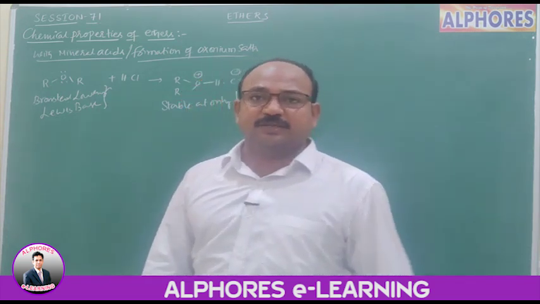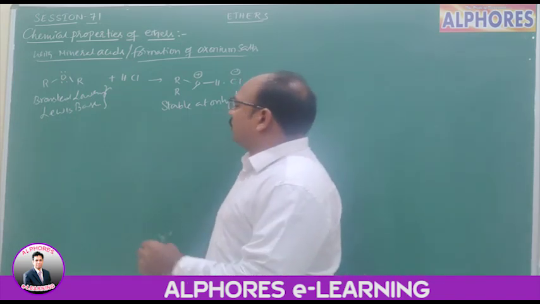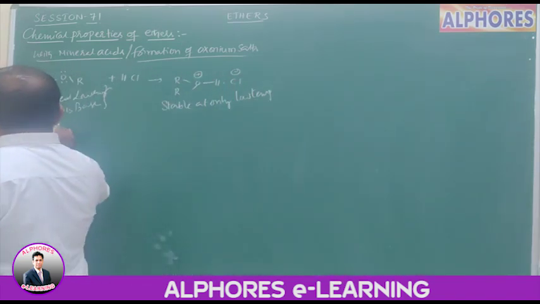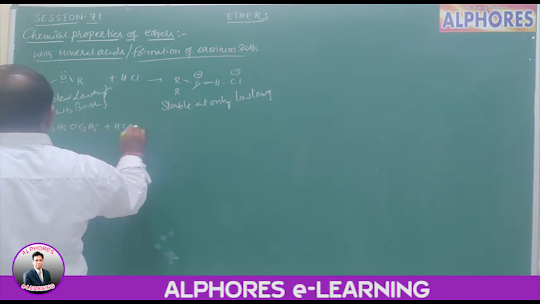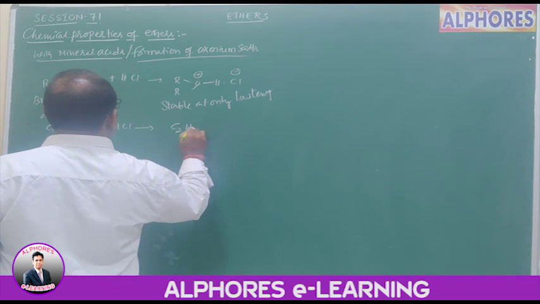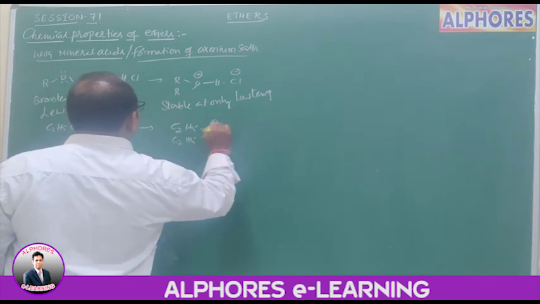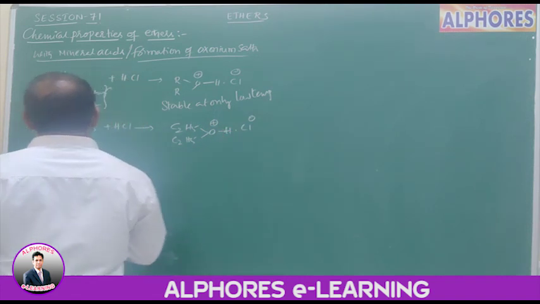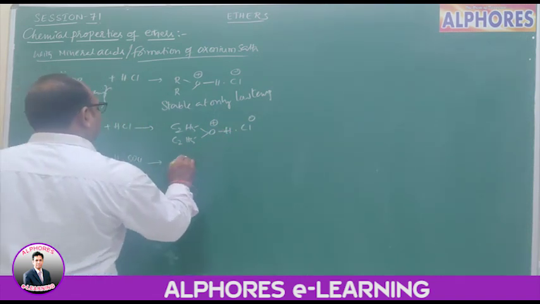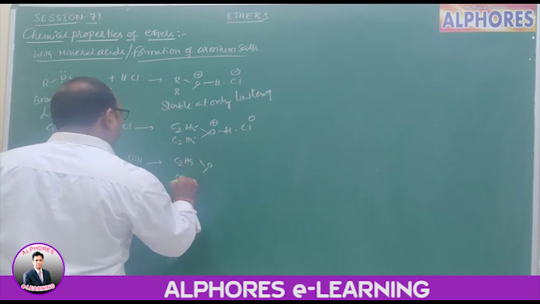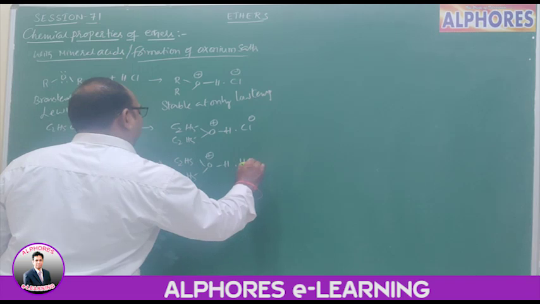Now here, simply up to dimethyl ether, ethyl methyl ether and diethyl ether have the ability to form oxonium salts. And moreover, these oxonium salts are stable only at low temperature. With increasing temperature, their stability decreases.